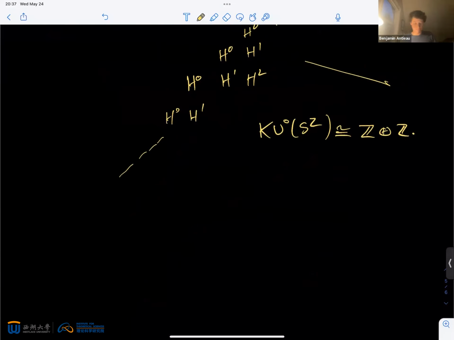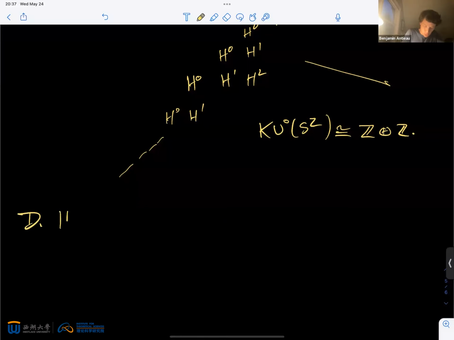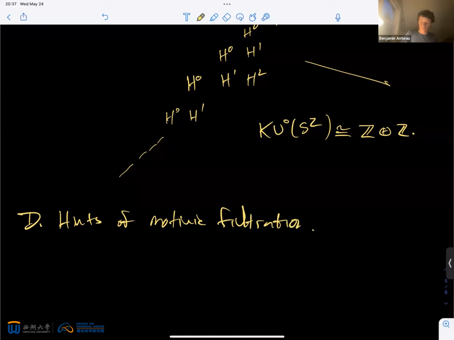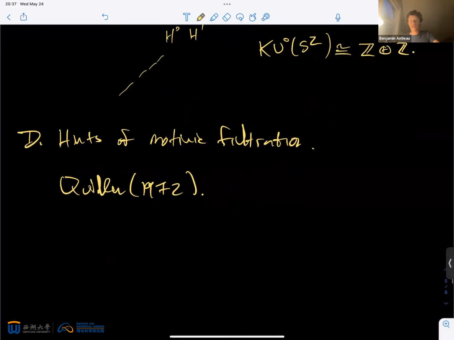Okay, so D: what are the hints of this motivic filtration? This is sort of prehistory, if you will. The first is a theorem of Quillen, 1972, and this is the first full calculation of the K-theory of any commutative ring. So you look at the K-theory of the finite field with q elements. This should be one of the first examples one should try to compute, and that's what Quillen did.